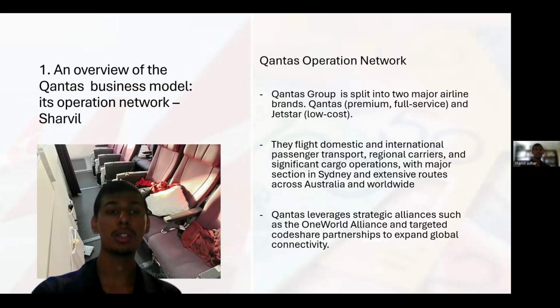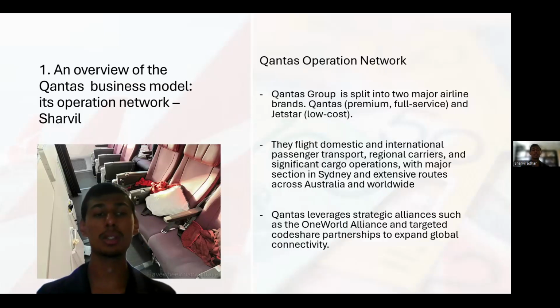So Qantas Air Group, right? Qantas operates through two main airline branches: Qantas, which is the premium service carrier, and Jetstar, the lower cost alternative. Together, they provide excellent domestic and international passenger transport, regional services, and significant cargo operation, with major hubs in Sydney and routes spanning Australia and globally.